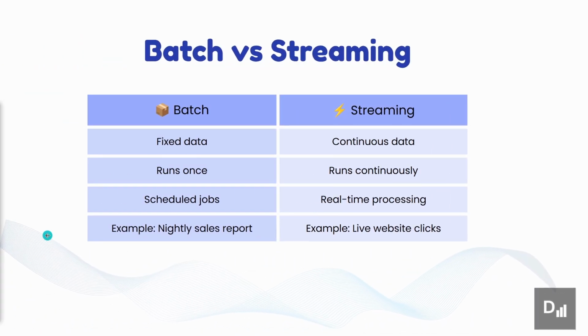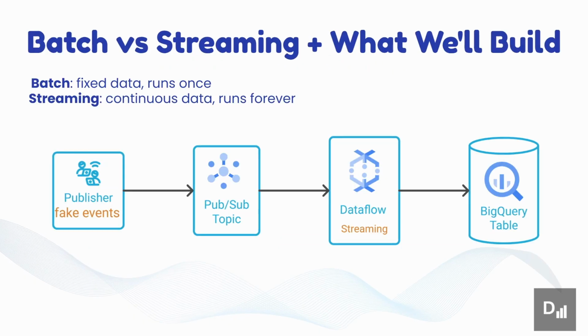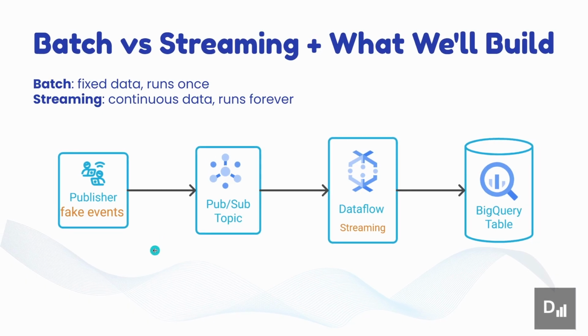Before we start, here is a quick recap from episode 1. Batch processing means you have a fixed set of data. You process it once and the job finishes. Streaming is different. The data keeps coming, so the pipeline keeps running. Today we will build a streaming pipeline.